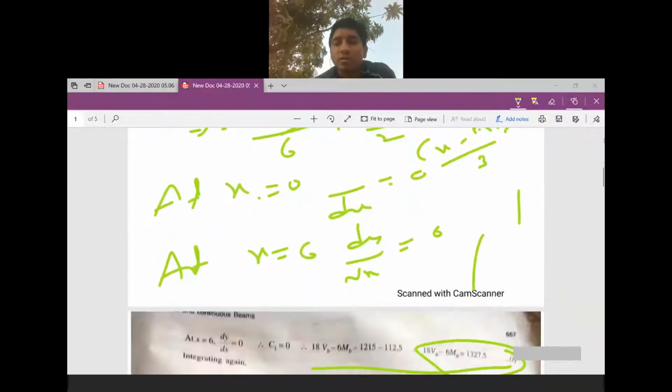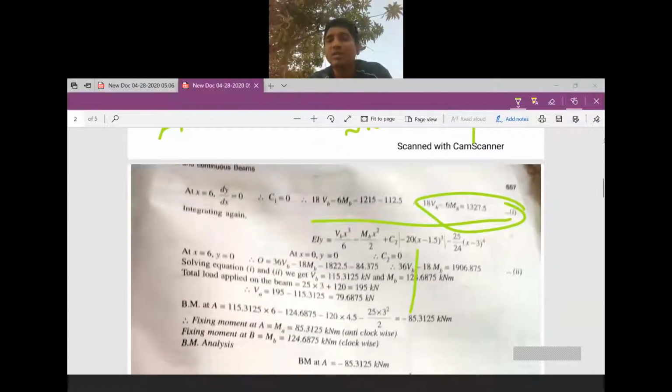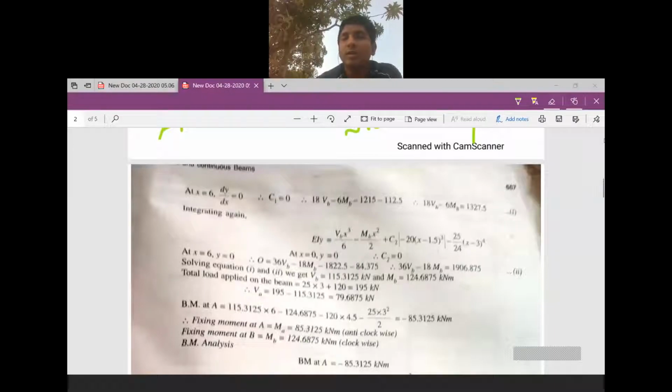Okay, this one will be the equation EI y is equal to Vb into x cube by 6 minus Mb into x square by 2 plus c2 minus 20 into x minus 1.5 whole cube minus 25 by 24 into x minus 3 whole to the power of 4. c1 is already 0, you have substituted it, plus c2 we have. Again you are applying the boundary condition at x is equal to 0, y is equal to 0, then c2 will become 0. Understand?